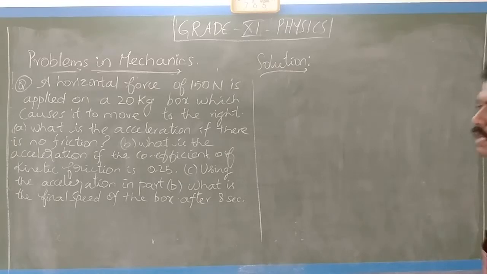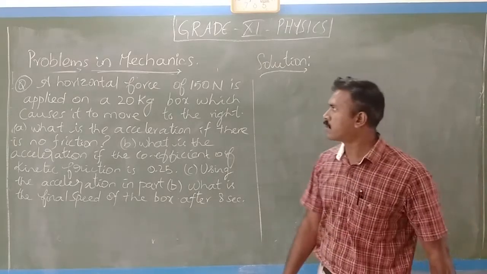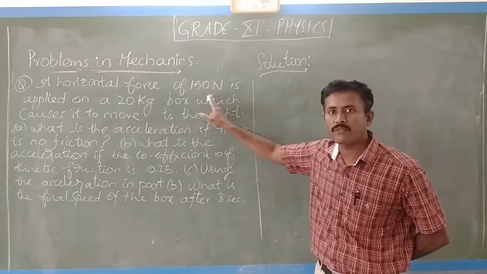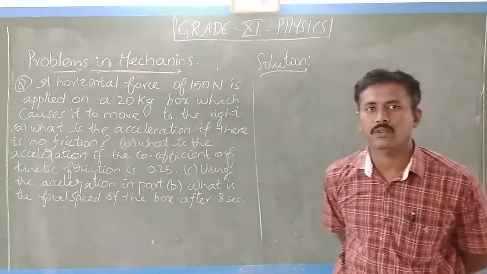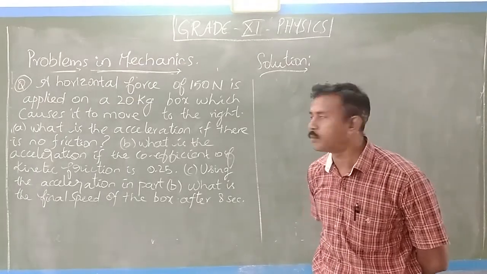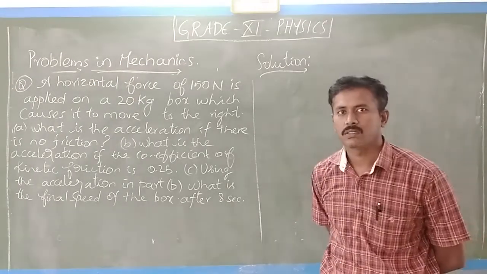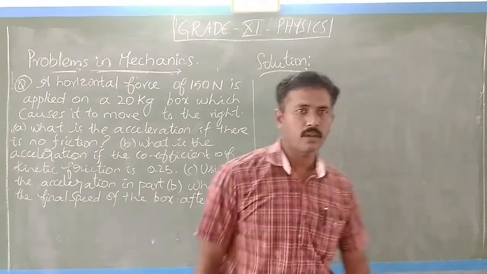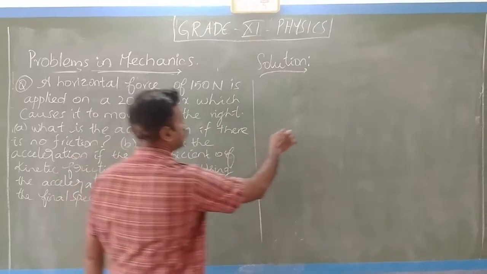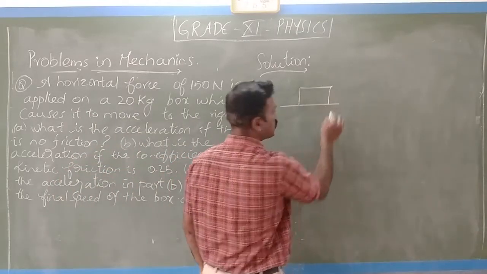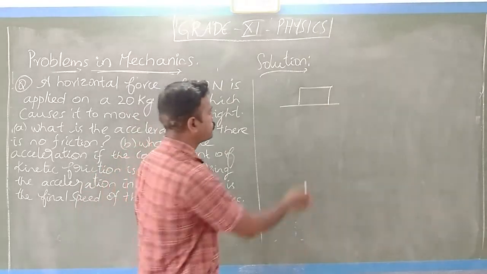Now students, an interesting problem. I will read this. The horizontal force of 150 Newton is applied on a 20 kg box, which causes it to move to the right. So I will show it diagrammatically. So now we have a 20 kg box. So let us consider this box. This is 20 kg. Clear?